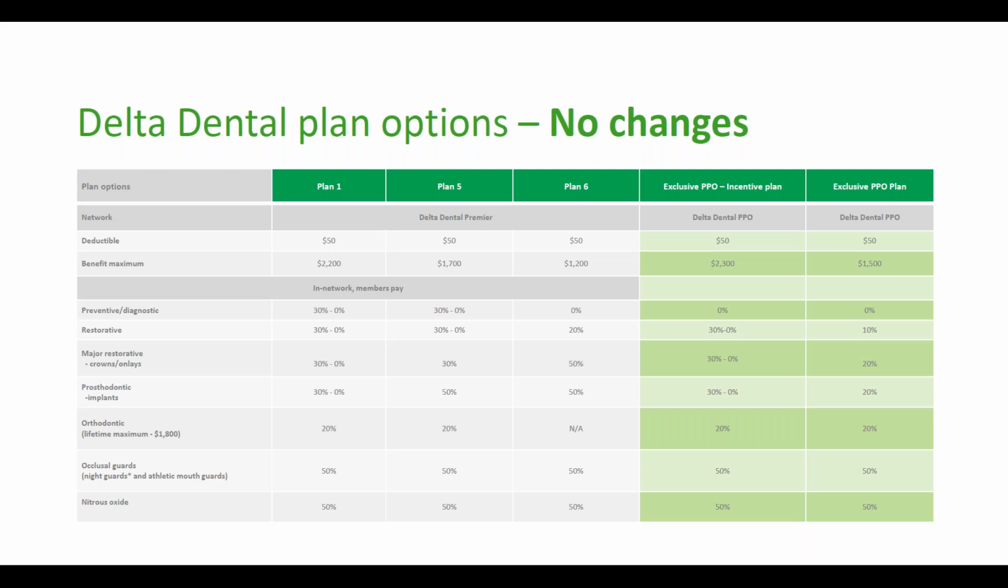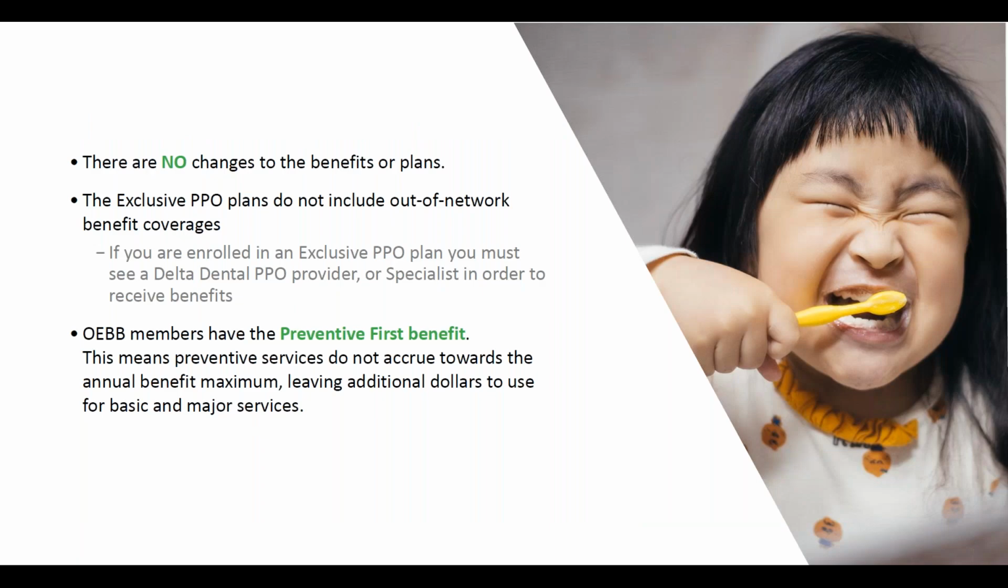Please keep in mind that if you transfer from one incentive plan to another incentive plan, your incentive level will transfer. With our exclusive PPO plan, please keep in mind there's no out-of-network benefits, meaning that you will need to see a PPO provider to receive any benefits. With OEBB, members have the preventive first benefit. That means preventive services do not accrue towards that annual benefit maximum, leaving those additional dollars to use for basic and major services like fillings and crowns.